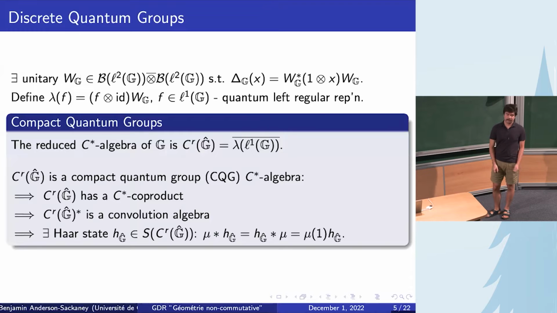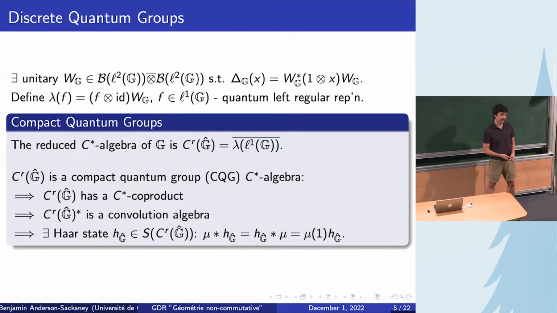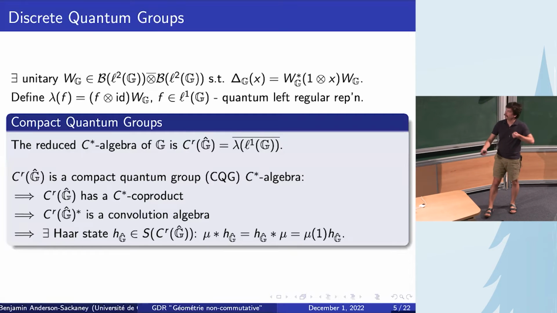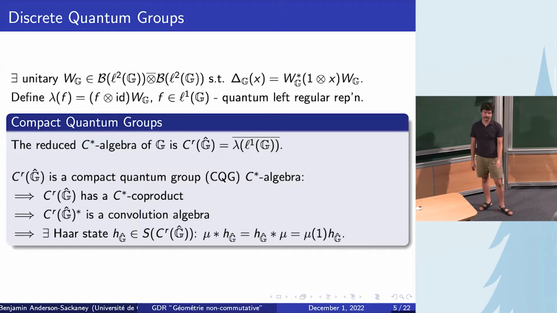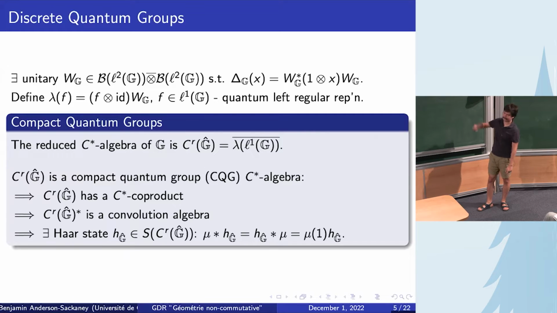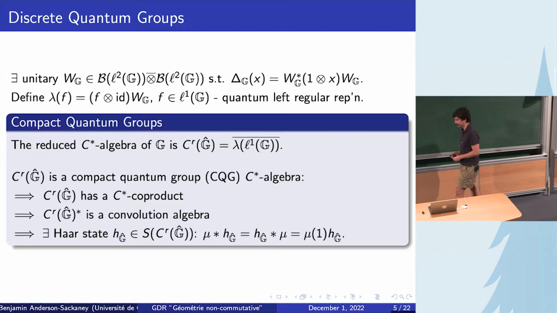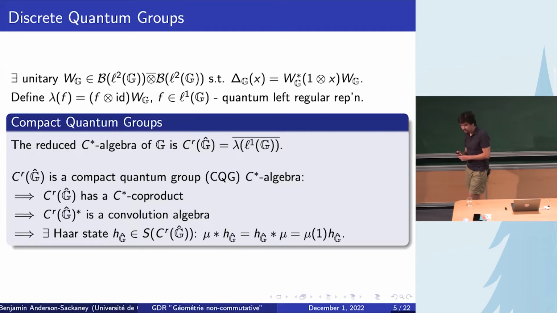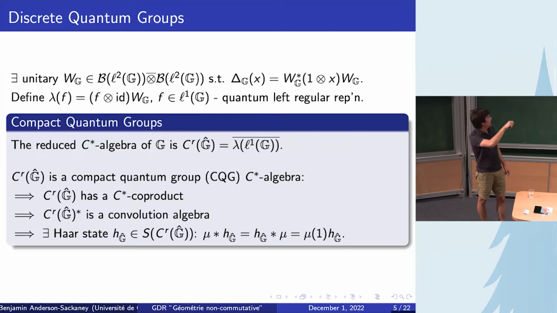And it turns out that the reduced C-star algebra is a compact quantum group C-star algebra. And that means that it comes equipped with its own C-star algebraic version of a coproduct. In particular, that means its dual space is a convolution algebra. And also it comes with a Haar state. So there's a state on the reduced C-star algebra that's left and right invariant by convolution. So those are the important ingredients for us for this compact quantum group C-star algebra.